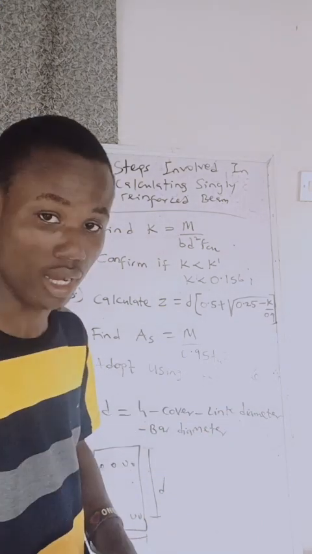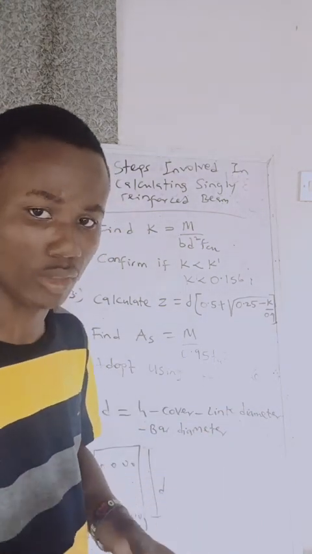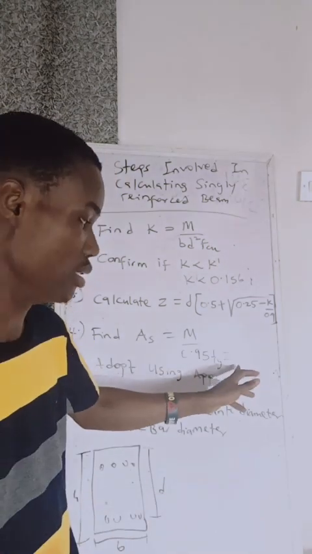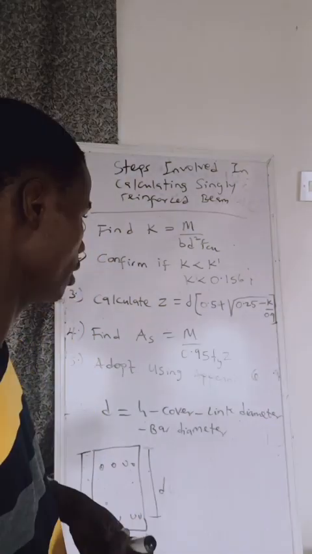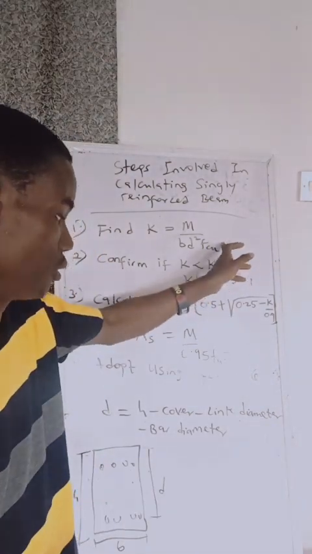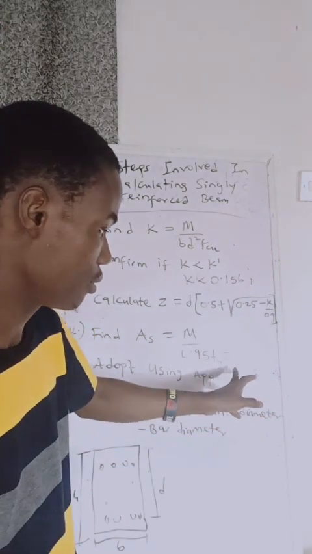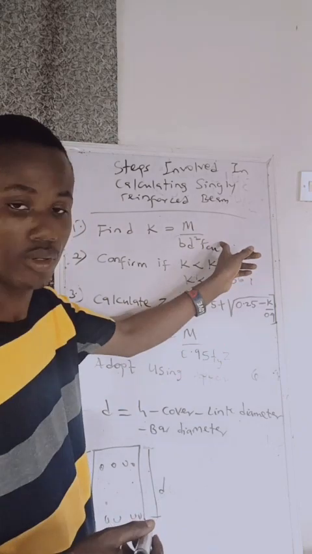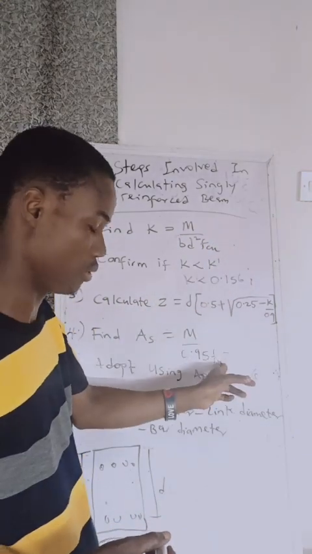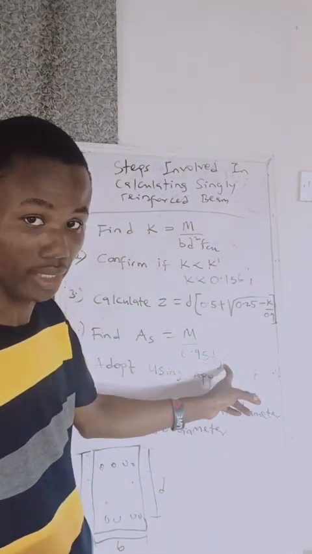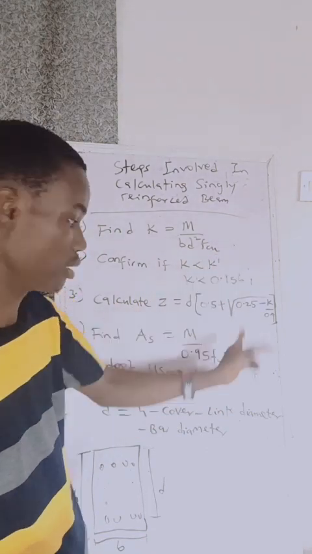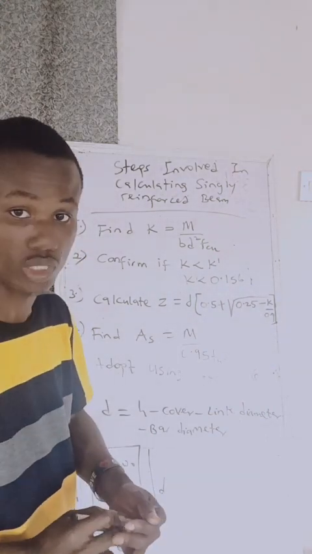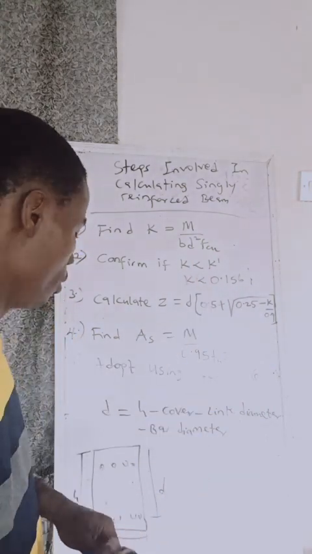Your Z is your lever arm. FCU is the compressive strength, for compression, while FY is for tensile, tension. You'll be given them, and they'll say compressive strength, tensile strength. So that's how to differentiate between the two.